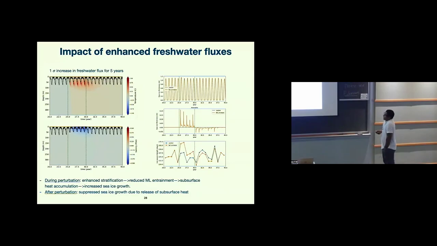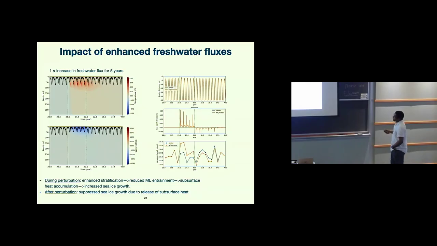Okay, so we can do the same sort of thought experiment with freshwater fluxes. And here I'm applying a one standard deviation increase in freshwater fluxes. One standard deviation is based on ERA5 precip. And we see something slightly different. So first you see this freshening, which you would expect from increasing freshwater fluxes. You also see this accumulation of heat at depth and this shoaling in the mixed layer, right? And so the mixed layer is not deepening as far, and so you're not entraining as much heat. And as a result, during the perturbation you have a slight increase in sea ice thickness, and a slight increase in the sea ice season length.